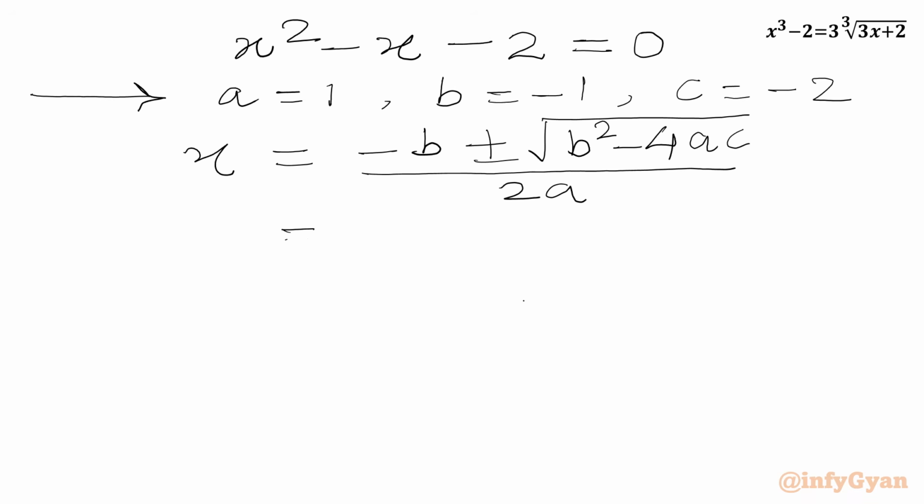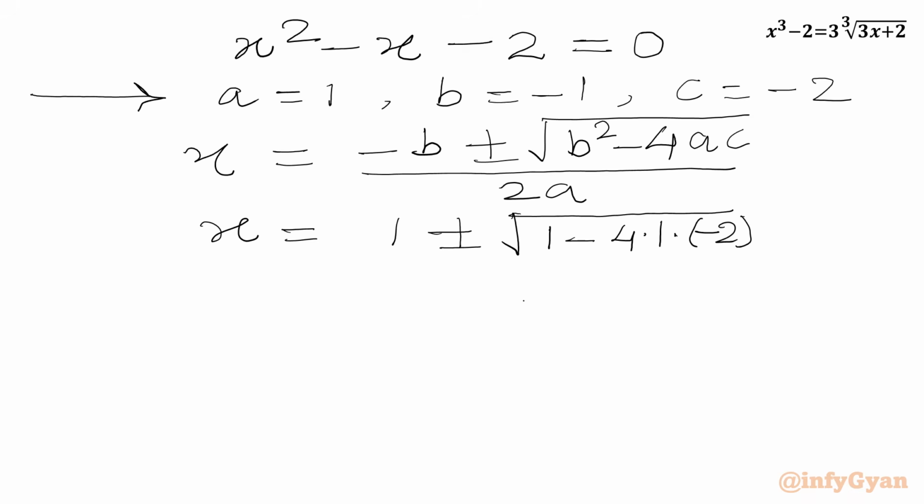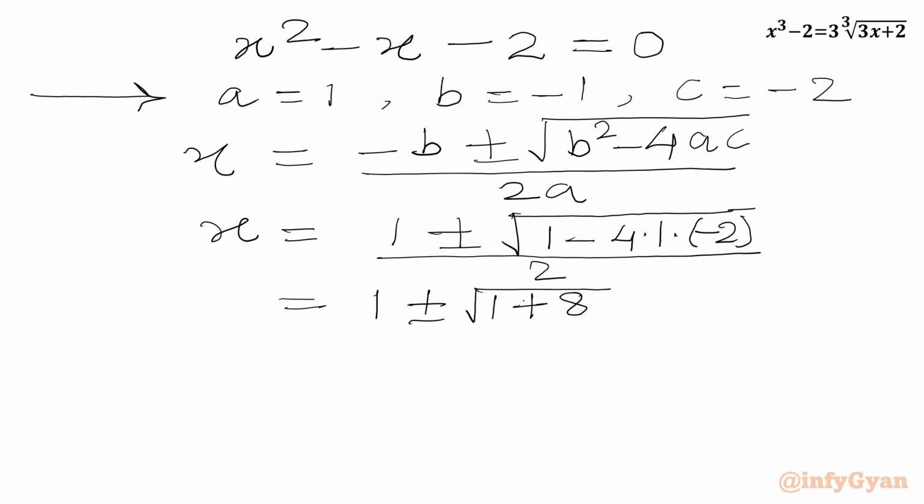We will get x equal to minus b. So minus of minus 1 will become plus 1 plus minus square root of minus 1 square is plus 1 minus 4 times 1 times negative 2 over 2 times 1. So we can write x will be equal to 1 plus minus square root of 1 plus 8 over 2, which will be equal to 1 plus minus square root of 9 over 2.